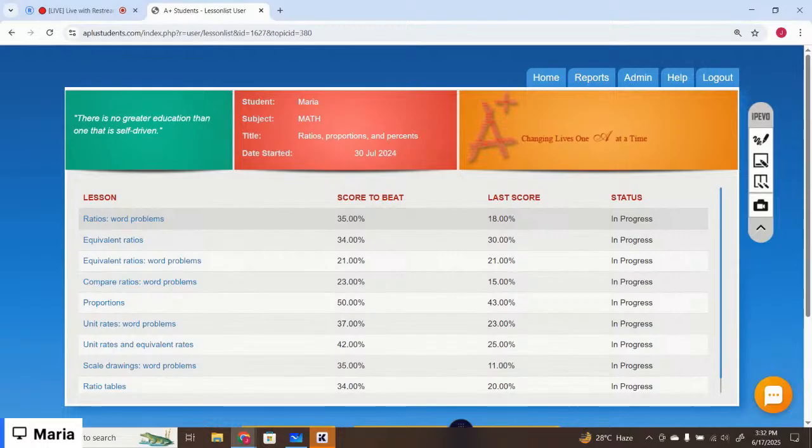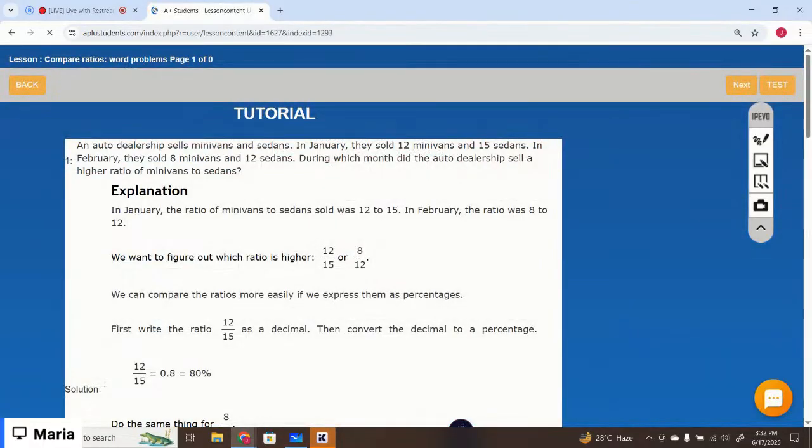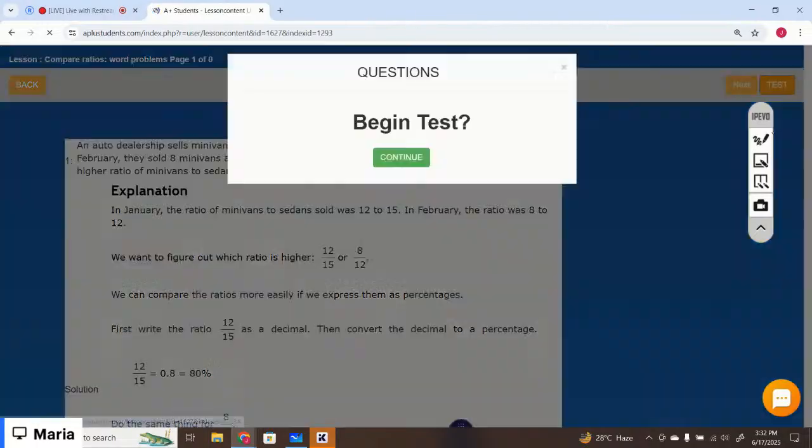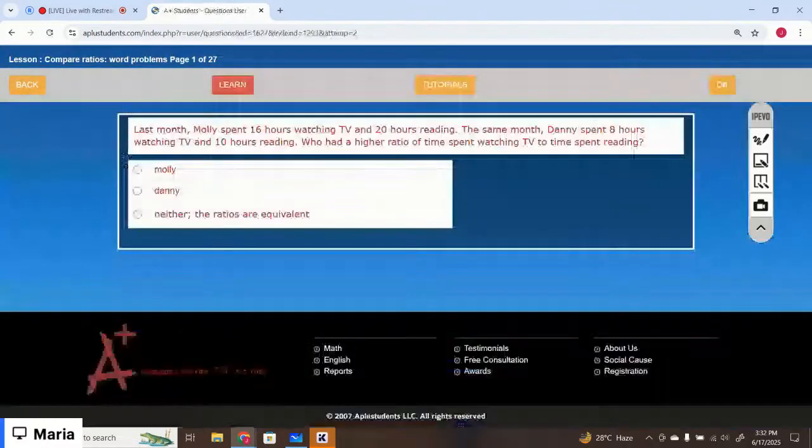The next lesson is compare ratios word problems. So let's just start with the test question. Last month, Molly spent 16 hours watching TV and 20 hours reading. The same month, Danny spent 8 hours watching TV and 10 hours reading. Who had a higher ratio of time spent watching TV to time spent reading?